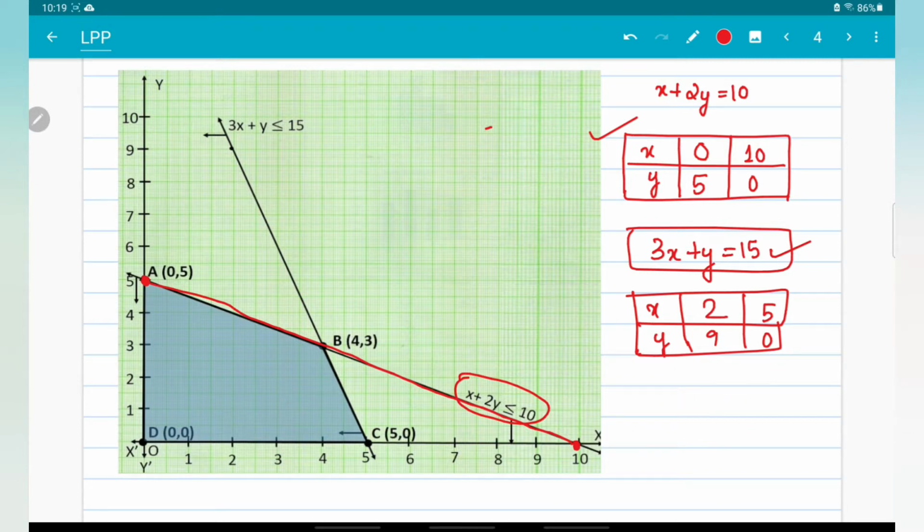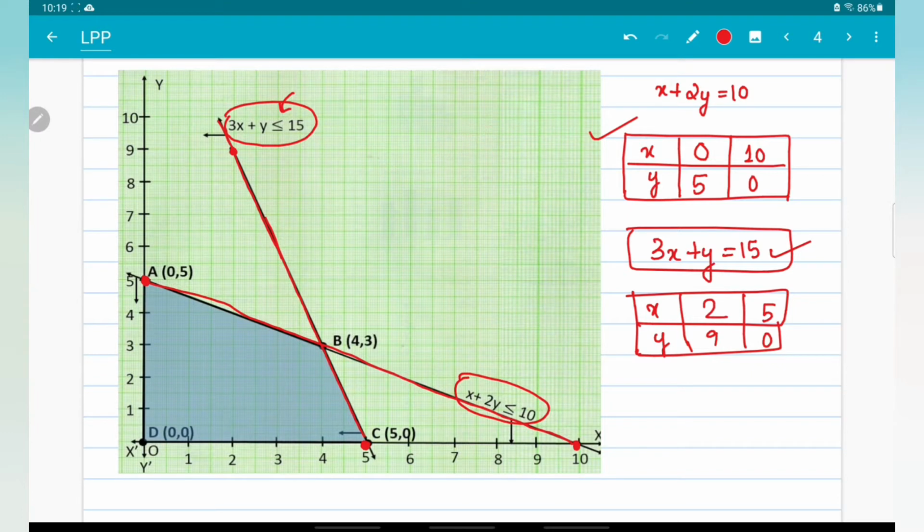So if you check, 2 comma 9 lies over here, and the other point is 5 comma 0, which lies over here. So now we are going to join those 2 points by this line. So this becomes the line of our second inequality, that is 3x plus y less than or equal to 15. Since there is an equal to symbol with this less than, we have drawn a straight line instead of a dotted line.